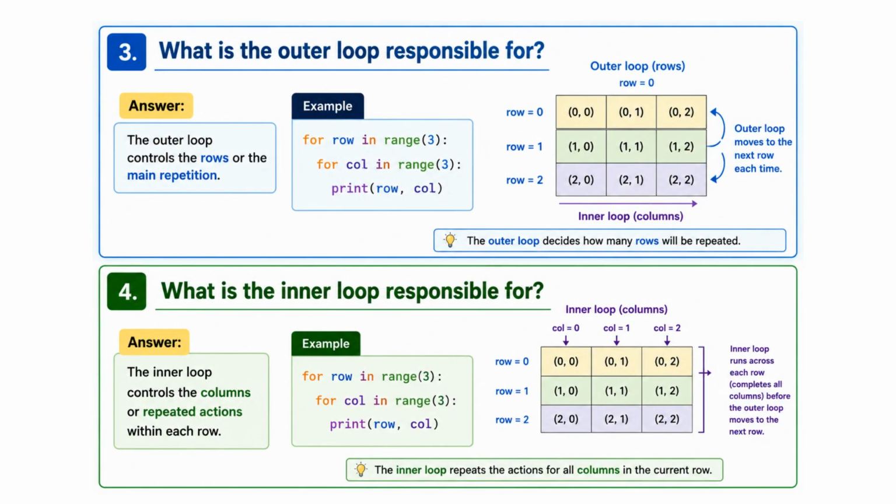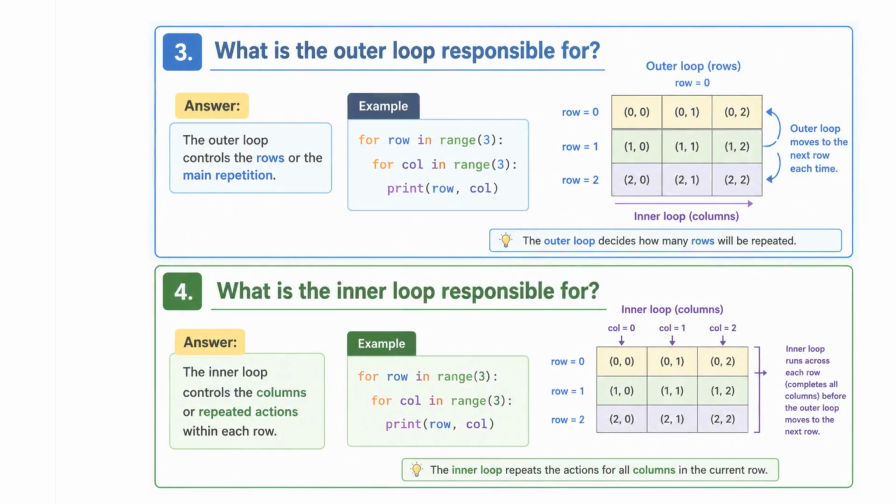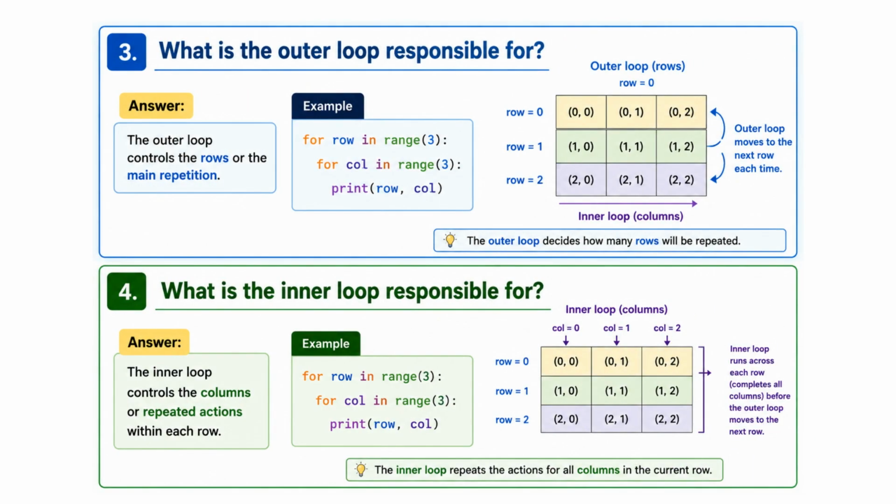Let's move on to question 3. What is the outer loop responsible for? The outer loop controls the rows, or in other words, the main repetition of the program. In this example, the outer loop uses the variable row and runs 3 times, creating rows 0, 1, and 2. For each row, the inner loop is executed completely before the outer loop moves to the next row.